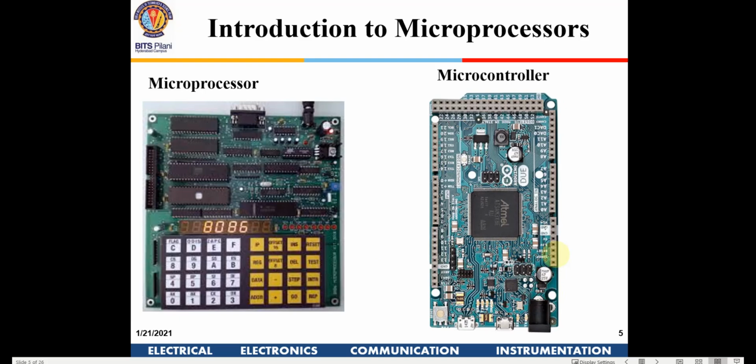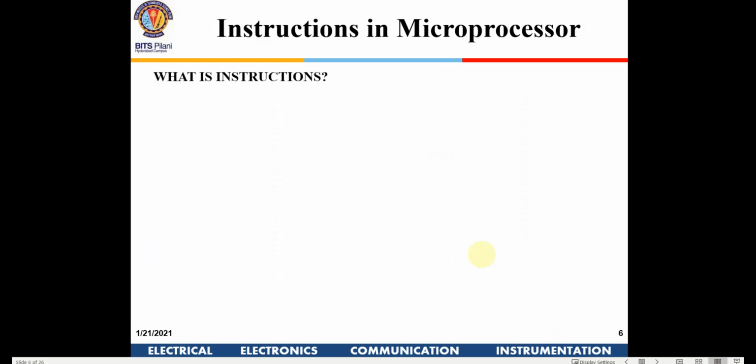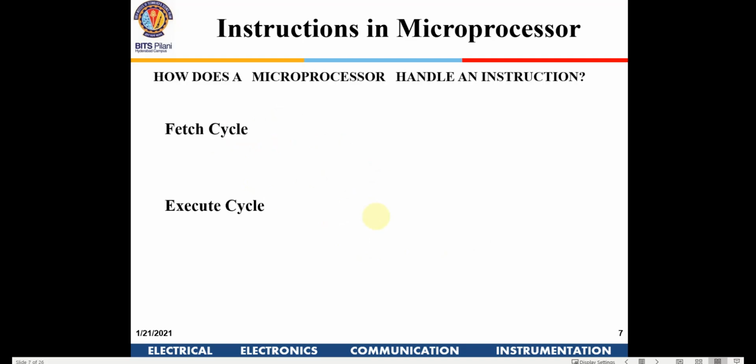This is a microprocessor, right? Now we'll again take on some more terminologies of micro instructions. Instructions are nothing but the actions which are to be done by the MUP. MUP stands for microprocessor. So that is known as instructions.